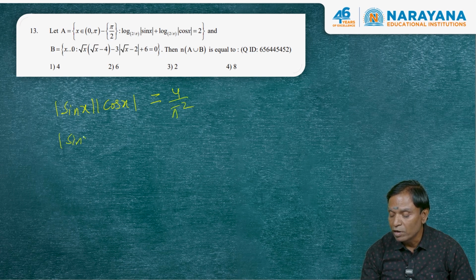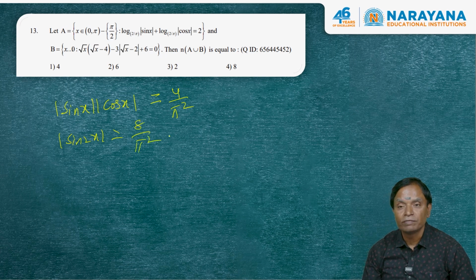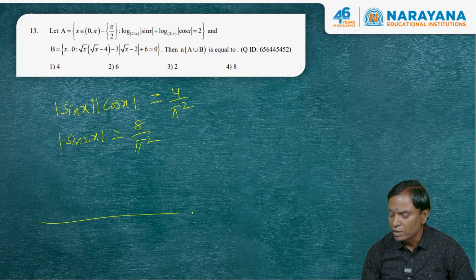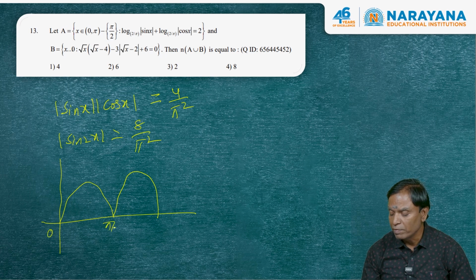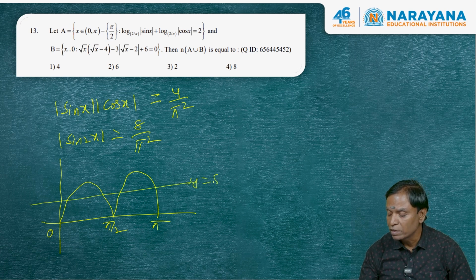This I can say modulus of sin 2x is equal to 8 by pi square. Now this you can write as the modulus of sin 2x graph. This is 0, this is pi by 2, this is pi. So look at y is equal to 8 by pi square. There are totally 4 solutions for the first equation.